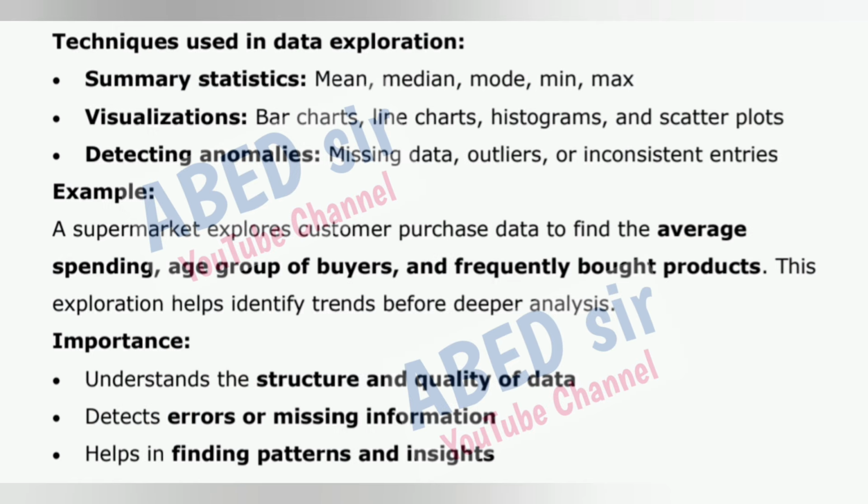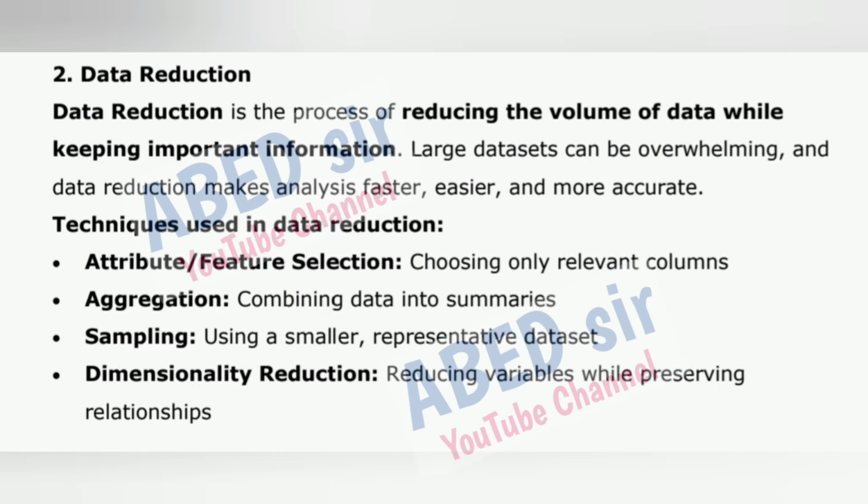Importance: understands the structure and quality of data. Detects errors or missing information. Helps in finding patterns and insights. 2. Data reduction. Data reduction is the process of reducing the volume of data while keeping important information. Large datasets can be overwhelming, and data reduction makes analysis faster, easier, and more accurate.